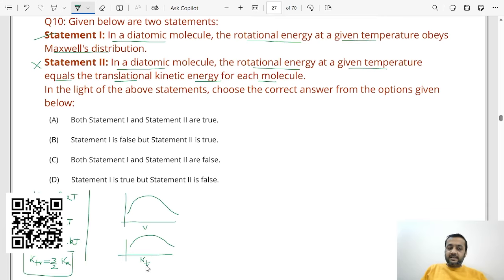And since the translational kinetic energy and rotational kinetic energy have a fixed ratio, the same logic extends to the rotational kinetic energy also. If you draw it here, visually the graph will look similar. So the Maxwell distribution function will be followed even for the rotational kinetic energy and the translational kinetic energy. It will not matter. So statement one is correct, but statement two is false.